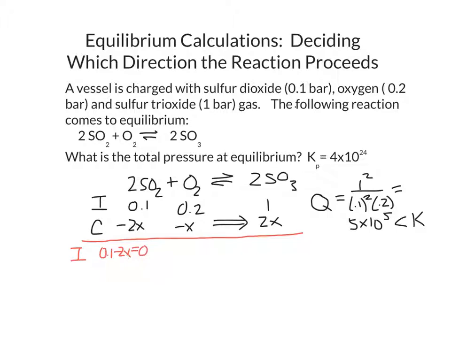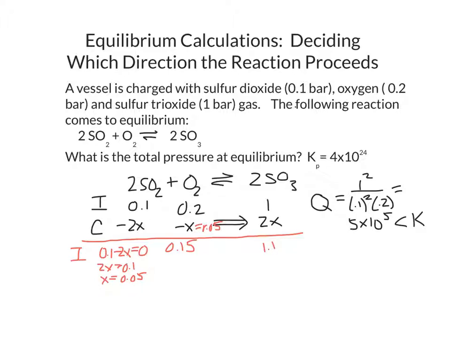That means that 2x is equal to 0.1 and x is equal to 0.05. And so if I use up 0.05 of the oxygen, I'm going to be left with 0.15 of my oxygen. And if I make 2x of the sulfur trioxide, I'm going to end up with 1.1 bar of my sulfur trioxide.